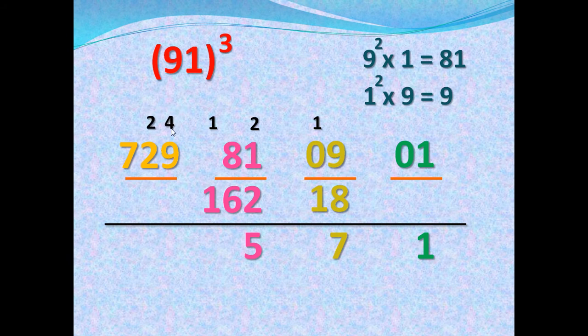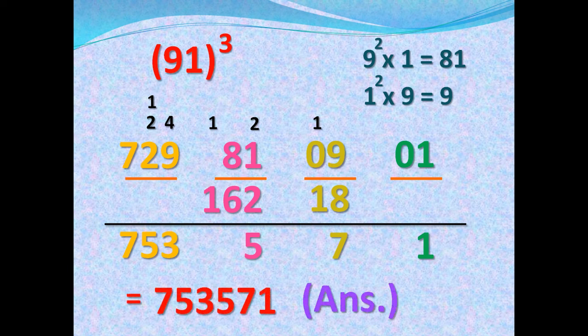So on top of 9, write 4 and on top of 2, write 2. Now add both and write the result. 9 plus 4, 13, write 3 and carry 1; 2 plus 2, 4, plus 1, 5; and 7. So we have 753. Now what is the result? Write the numbers together. What do we have? 753 and 571. 753571 is your answer.